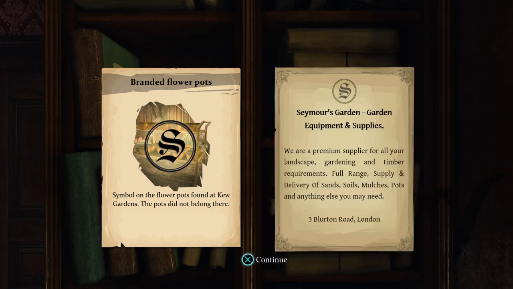Seymour's Garden. Garden equipment and supplies. We are a premium supplier for all your landscape, gardening and timber requirements. Full range supply and delivery of sand, soils, mulches, pots and anything else you may need.